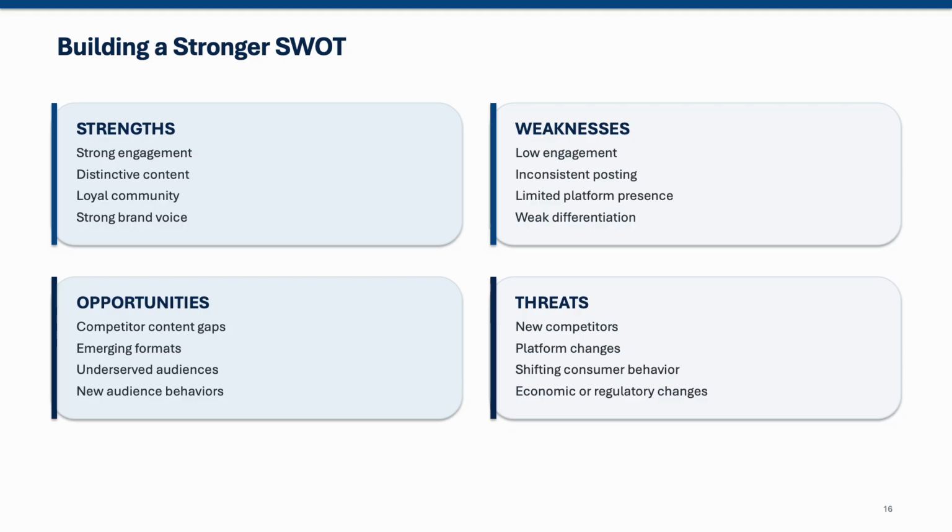An opportunity might emerge because you've discovered an underserved audience, a competitor content gap, an emerging content format, or a change in audience behavior. Threats might include new competitors, platform changes, changing consumer behavior, economic conditions, or regulatory changes. Notice that opportunities and threats come from the external environment. They're not simply things the brand wants to improve internally.